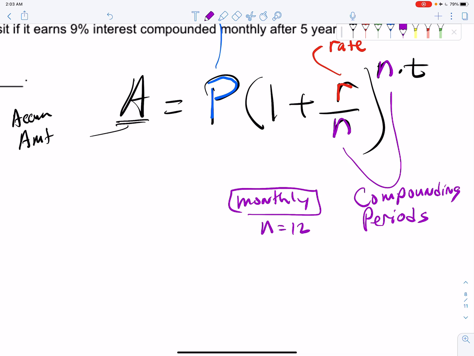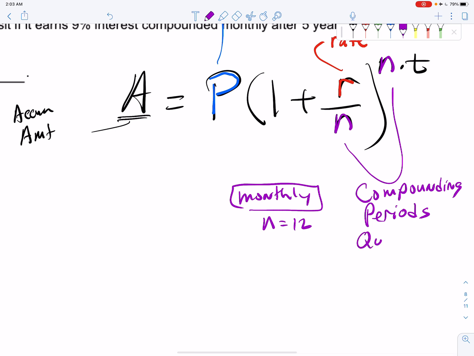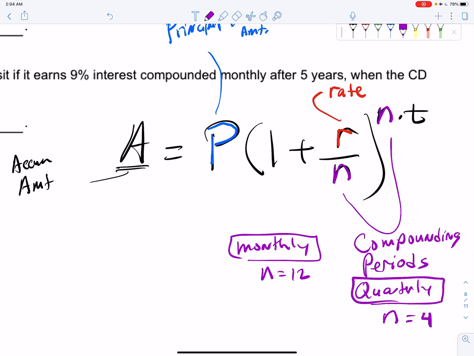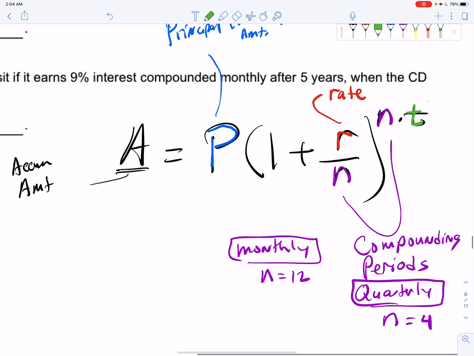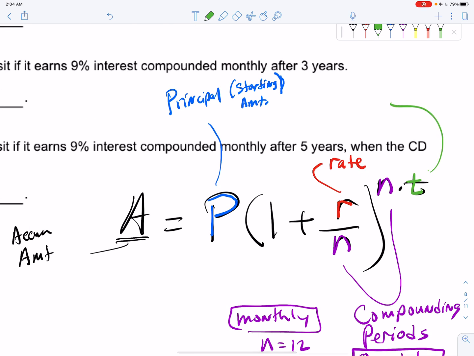If they say compounding quarterly, how many times does quarterly happen in a year? That would be N equals 4. So that's what those numbers are. And the last one is T. And T is just going to be your time. Usually in years, but it could be in months, depending on how the problem's set up. But with these problems, it's usually years.